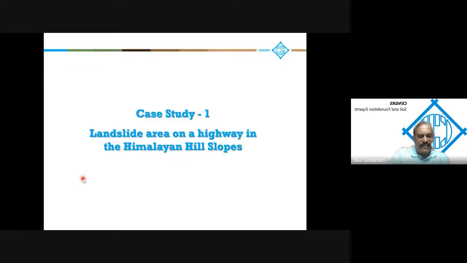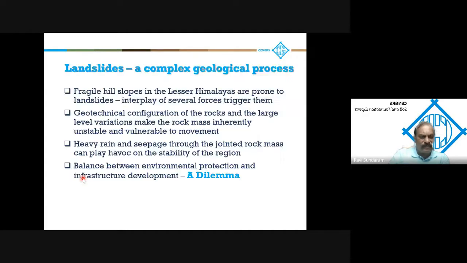So the first case study is a landslide area on a highway on the Himalayan hill slopes. Landslides, as you know, are a complex geological process. The fragile hills of the Lesser Himalayas are prone to landslides. An interplay of several forces trigger them. Geotechnical configuration of the rocks and the large level variations make the rock mass inherently unstable and vulnerable to movement. Heavy rain and seepage through the jointed rock mass can play havoc on the stability of the region. Balance between environmental protection and infrastructure development, this has always been a dilemma.